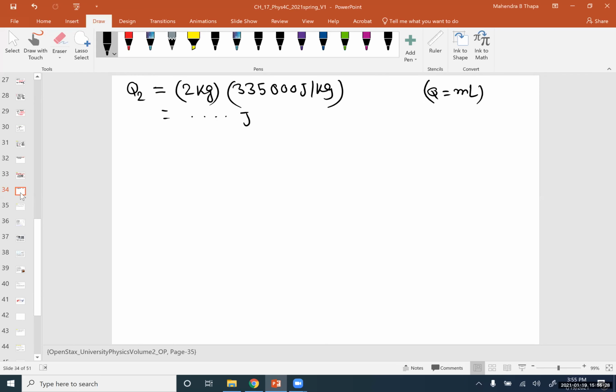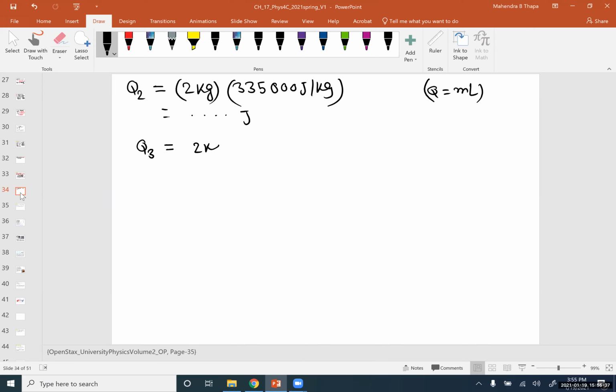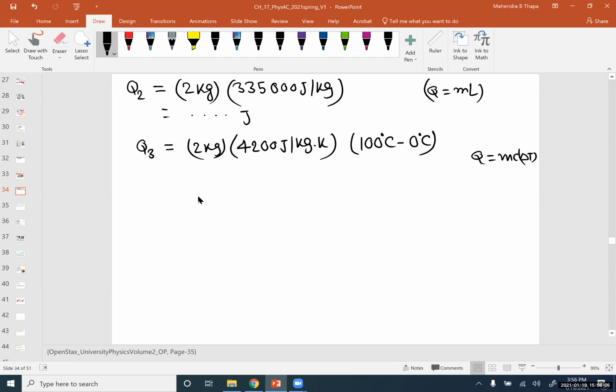Now, let's go to Q3. For Q3, you have change of temperature. So again, you can write 2 kilograms. Now it's water, so the specific heat of water is 4200 joule per kilogram per Kelvin. For the temperature change, final temperature is 100 degrees Celsius, initial temperature is 0 degrees Celsius. So here we again use the equation Q equals MC delta T or delta theta. So you can find this, something joule.